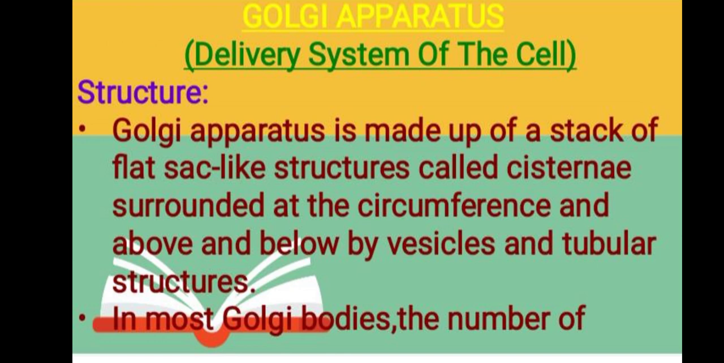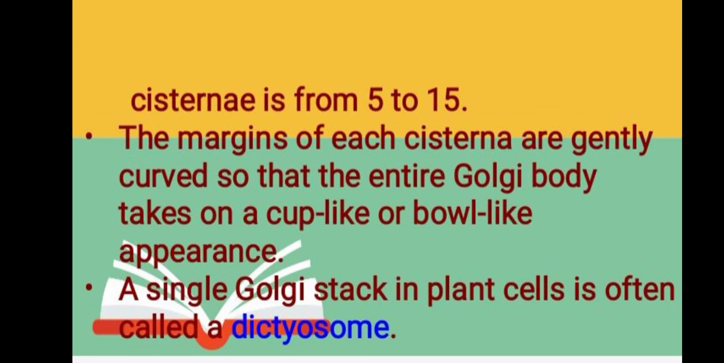Let's see the structure of the Golgi apparatus. The Golgi apparatus is made up of a stack of flat sac-like structures called cisternae, surrounded at the circumference and above and below by vesicles and tubular structures. In most Golgi bodies, the number of cisternae is from 5 to 15.